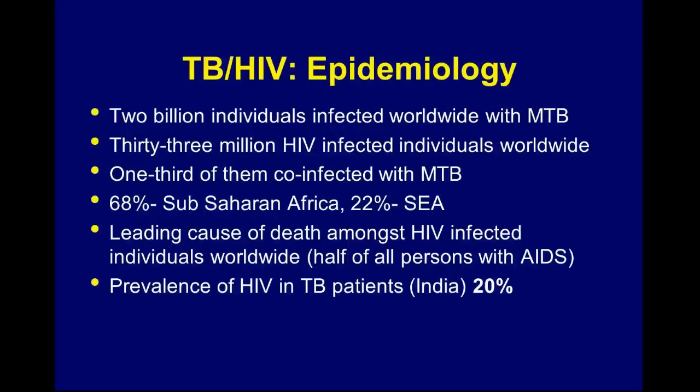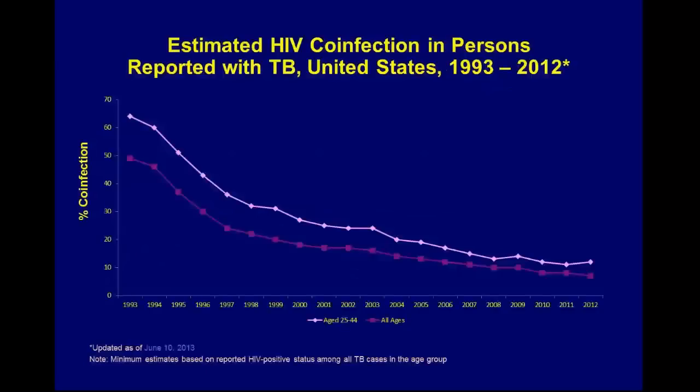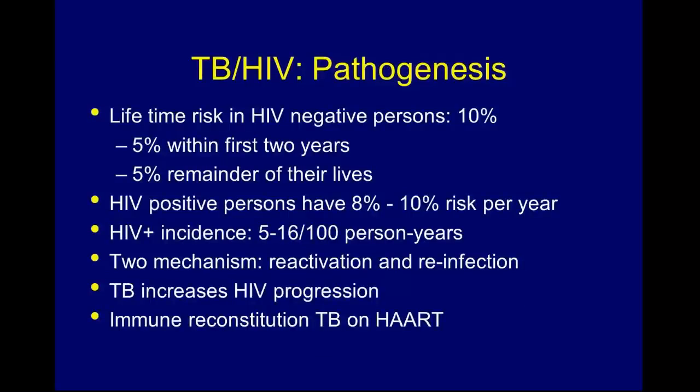Epidemiology, 2 billion individuals infected worldwide. 1/3 of them are co-infected with tuberculosis. Very high numbers in sub-Saharan Africa. About 20% co-infected patients in Southeast Asia. Again, leading cause of death amongst HIV-infected patients, and #2 for worldwide infections. As you can see, TB and HIV go hand in hand. Nothing has changed between 1993 to 2012. The better treatments we have for HIV, tuberculosis numbers decrease.